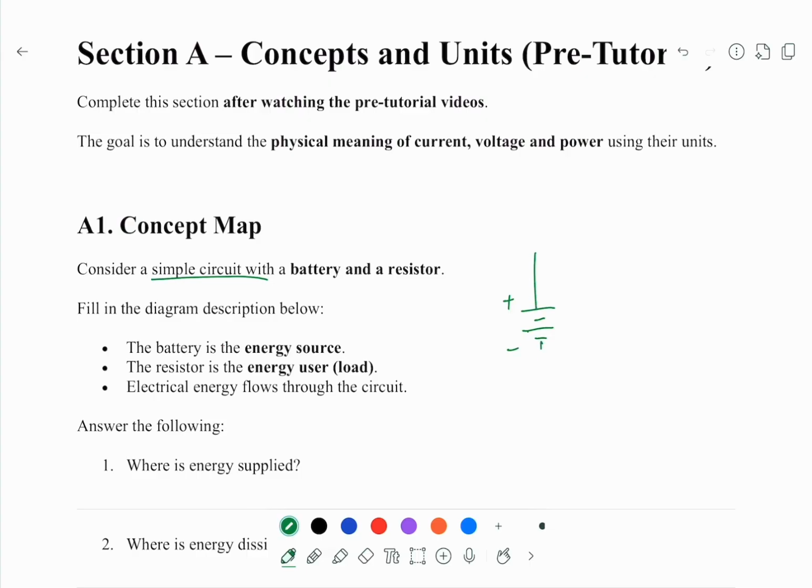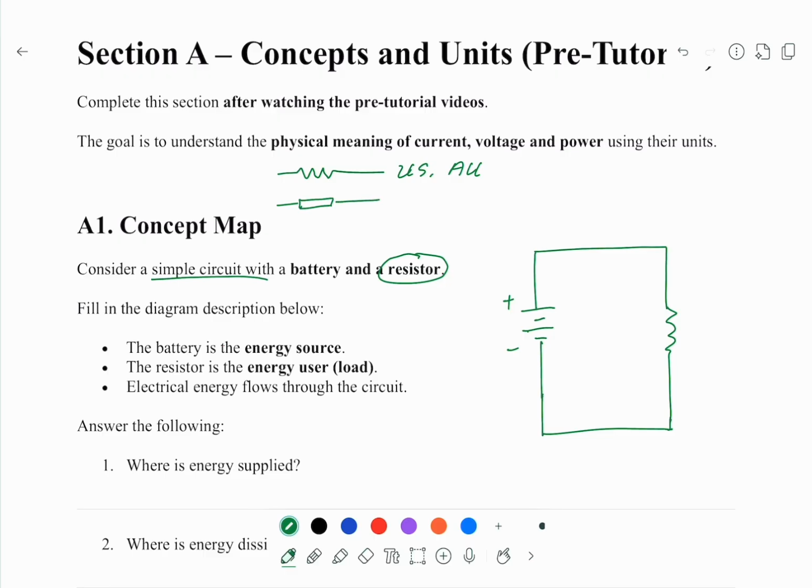Here is the path, and we draw a resistor. Incidentally, there are two different ways to draw a resistor in a circuit. The common method for this one is usually found in the US and Australia. You may also see people draw the resistor like this, and this is usually found in the UK and Europe. So both methods are correct.